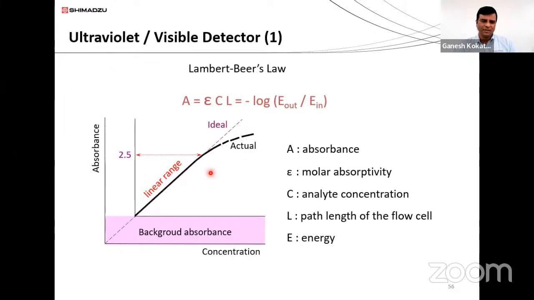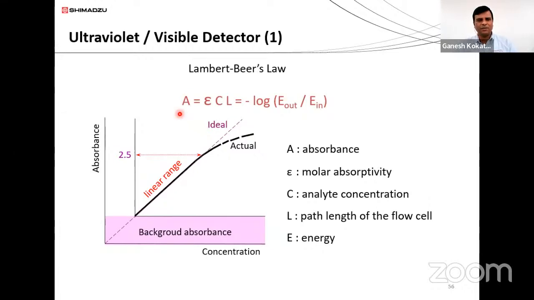Once again, the basics of the whole HPLC, Lambert-Beer's law, right? In Lambert-Beer's law, everybody knows that whatever absorbance is obtained on the chromatogram is directly proportional to the molar absorptivity and the concentration of the analyte, if I'm keeping the path length of the flow cell the same. In simple language, if you have a lower concentration, you will get lower absorbance. If you have a higher concentration, you will get higher absorbance. That is Lambert-Beer's law.